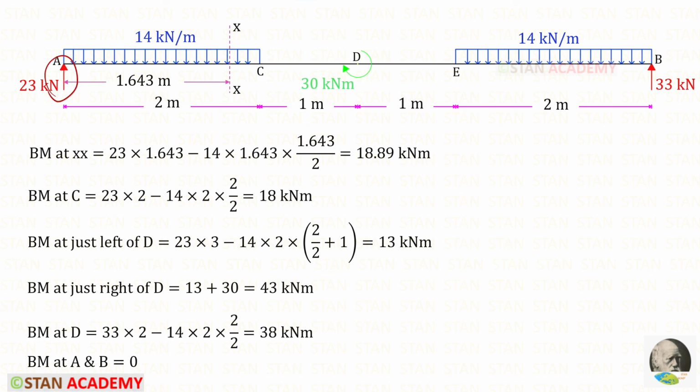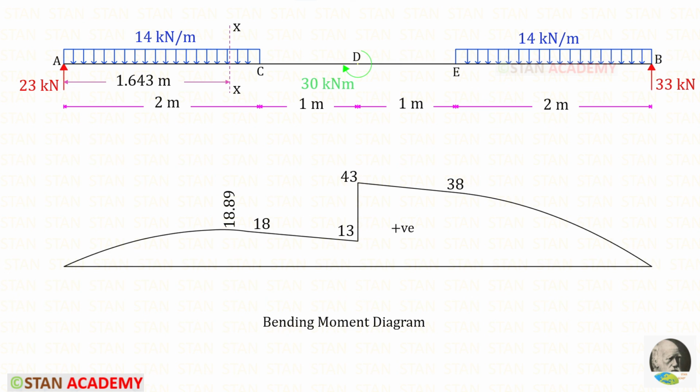We know that at the simply supported ends, the moment will be 0. Here you can see the bending moment diagram.